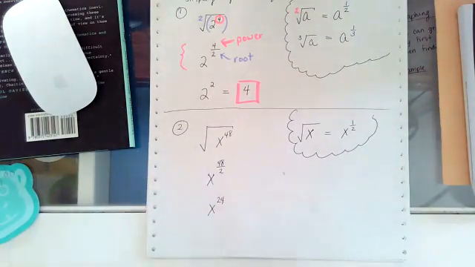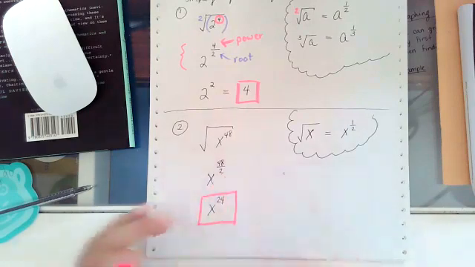And since this is not a numeric value or expression, we don't know what the value of x is. So I don't know what x to the 24th is. So we're just going to leave it like that. That's as far as we can go. Any questions there?